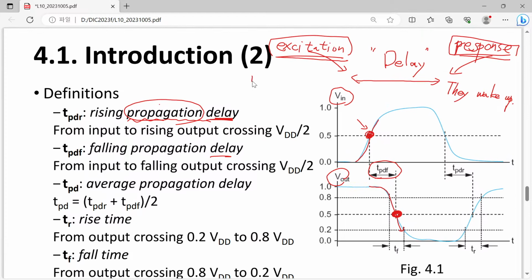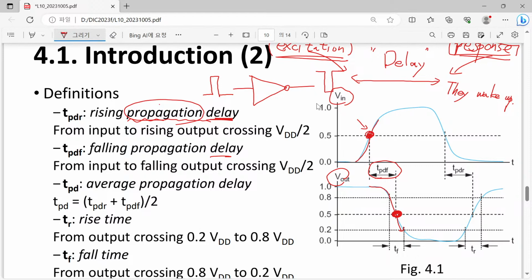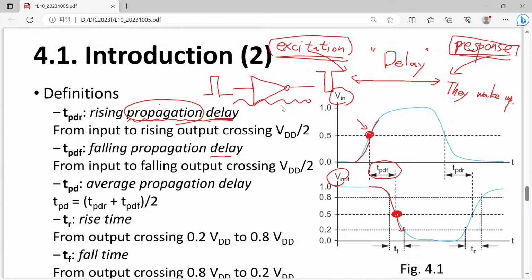Why do we have propagation in this case? Because it is related with a certain logic gate. Here we have a logic gate, and it is related with a certain excitation in the input node, and that appears in this output node. So we treat it as propagation of information through this logic gate. So that's the reason why we call it propagation delay here.